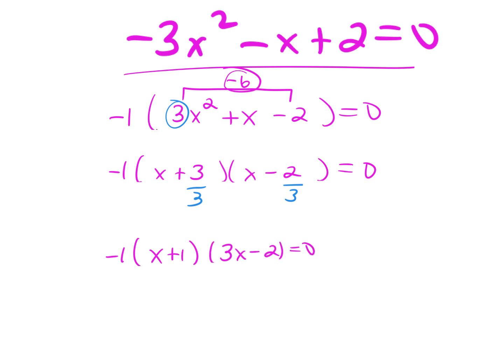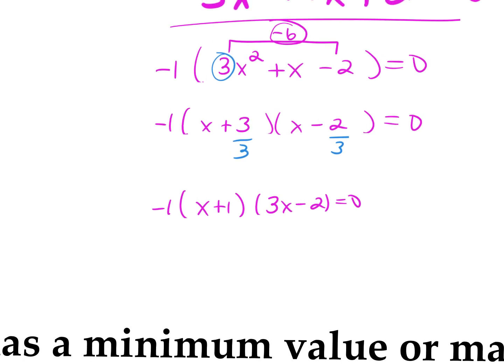Everybody with me? Now, how many answers should I have here? 3. I should have 2, right? The highest exponent is 2. Diego, I understand why you said 3, and I'm glad that you did. You're going to set each piece equal to 0, correct? So let's go ahead and do that. If I say negative 1 equals 0, x plus 1 equals 0, and 3x minus 2 equals 0.